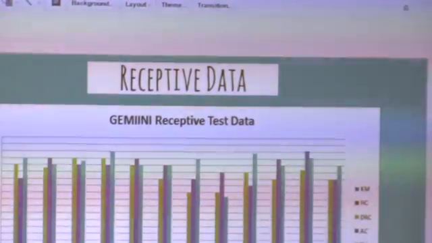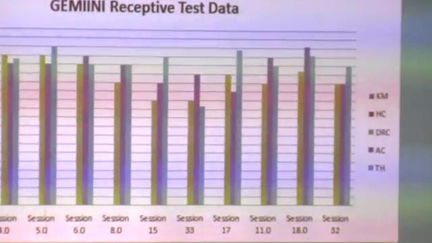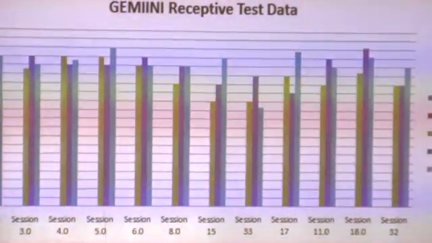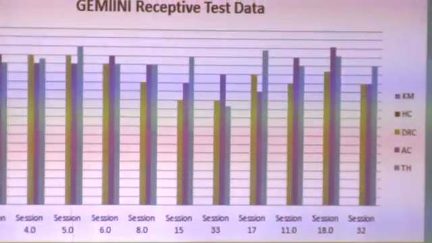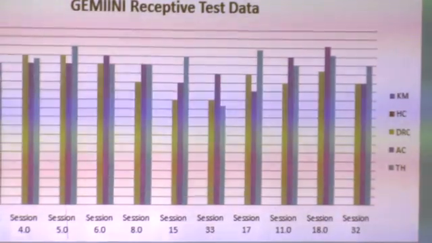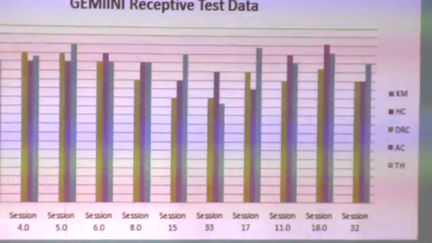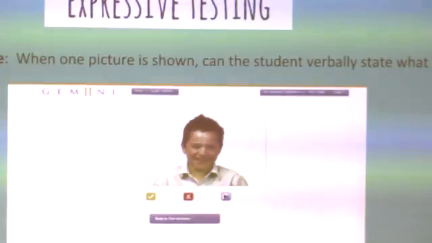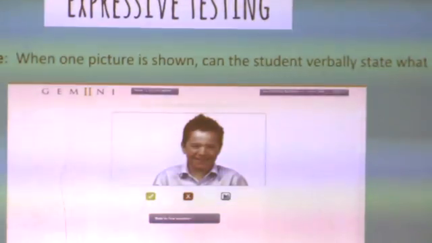Here is our receptive data. It looks pretty darn good. We have 2 students that had no measurable progress. But the other 3 students scored pretty high in all of the sessions in receptive. And now we have expressive testing. One picture is shown, can the student verbally state what it is?